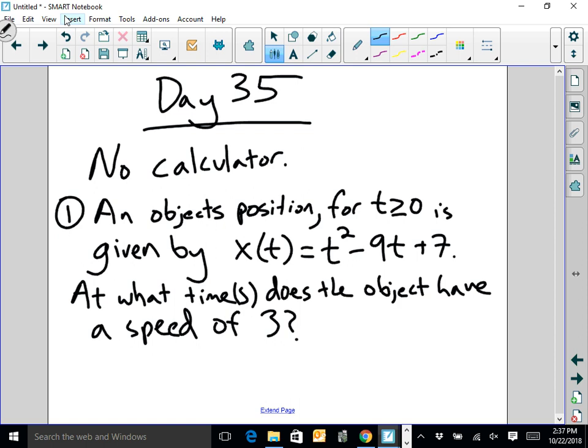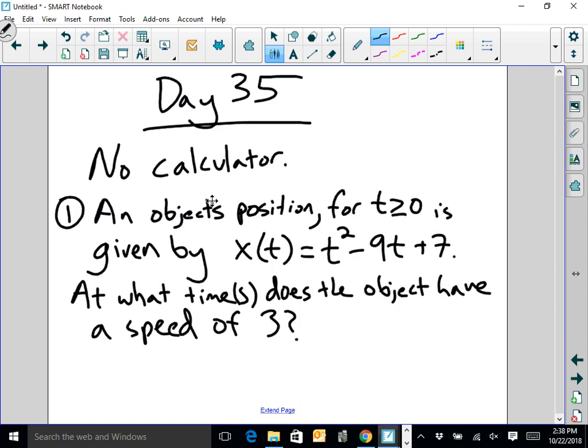So here's the problem. It says an object's, it should be an apostrophe there. An object's position for t greater than 0 is given by x of t equals t squared minus 9t plus 7. At what time or times does the object have a speed of 3?